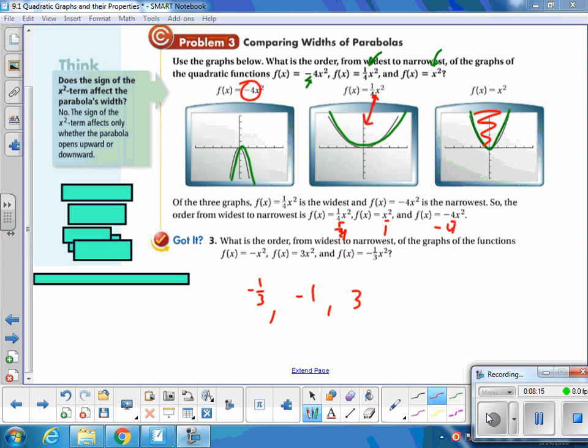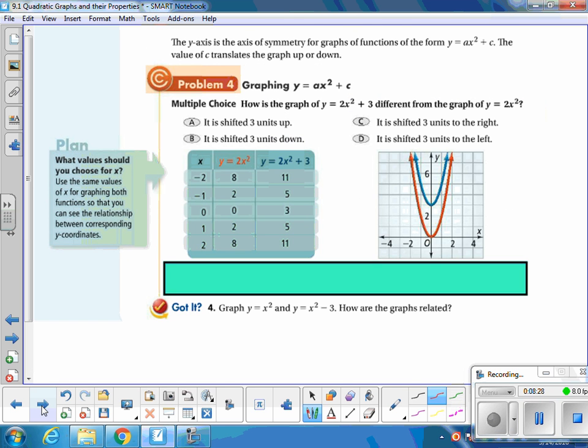All right, I'm taking a look at my coefficient. There's the widest. -1 is the next, and 3 is narrow. So as my coefficient gets bigger, my graph actually gets more narrow.